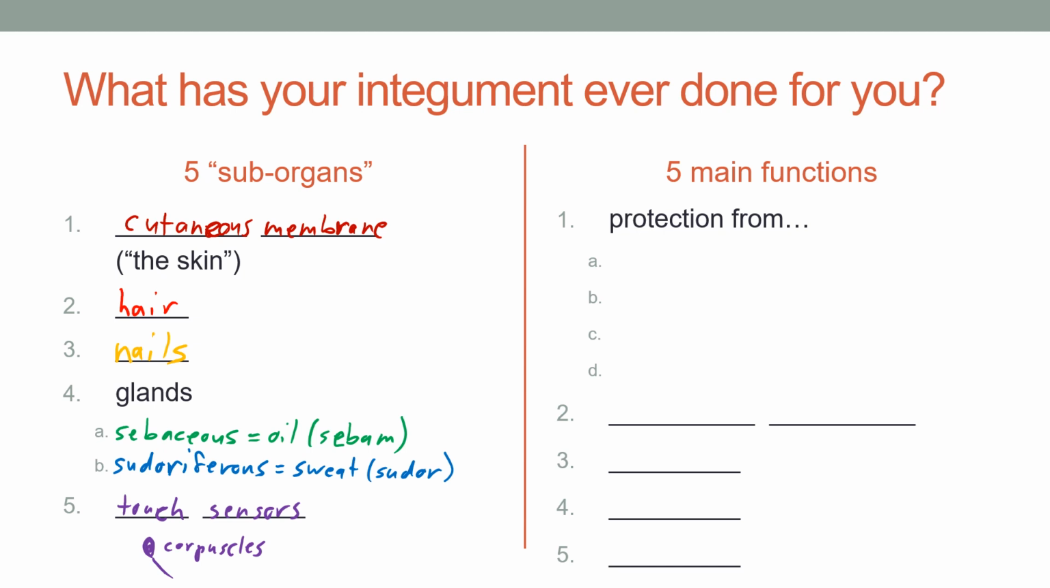All right, so let's switch over then to the 5 main functions of the skin. The main reason we have a cutaneous membrane is to protect our body, to seal the outside out and the inside in. And so there are a number of ways that we're protected. We're protected from infection because our cutaneous membrane forms a complete solid barrier to prevent germs floating around in the air from getting into our deeper body.